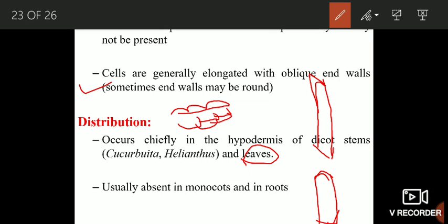Usually the Collenchyma tissue is absent in monocots, and in roots it is absent in both monocots as well as dicots. I will repeat this point. It has been seen that in monocots Collenchyma tissue is absent. And in both monocots and dicots the roots do not possess the Collenchyma tissue.